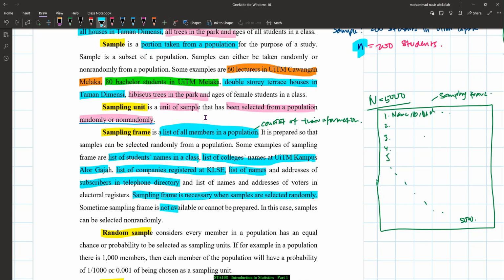Sometimes a sampling frame is not available or cannot be prepared. For example, let's say my study is about knowledge, attitude and practice on dengue fever prevention at Perak Tengah District. So my population will be all residents at Perak Tengah District. There are many residents here. So how do we get the sampling frame? It's really hard to get. Sometimes some residents have migrated, some have died, some are sick and staying in hospital, they no longer stay there. So it is difficult to get a list of members in the population. So in that case, if it is difficult to get, we cannot use random sampling techniques to select the sample. We should use non-random. We will discuss this in the next topic.